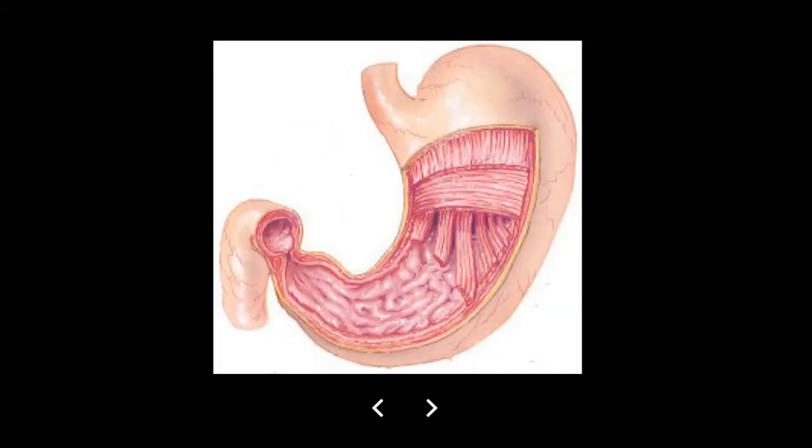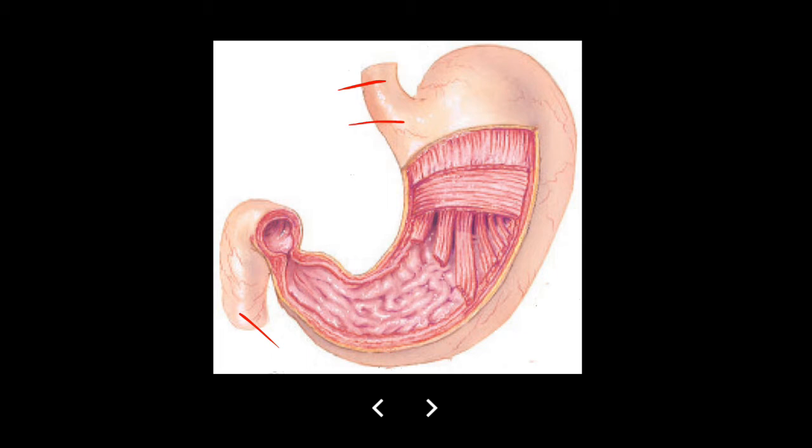Next, go to the next picture, from the digestive system. Here we can see the most important organ in the digestive system, the stomach. Here we have the esophagus and the duodenum part, and we can see that this is a tubular organ, with the most outer layer being the adventitia. And then we have the muscular layer.